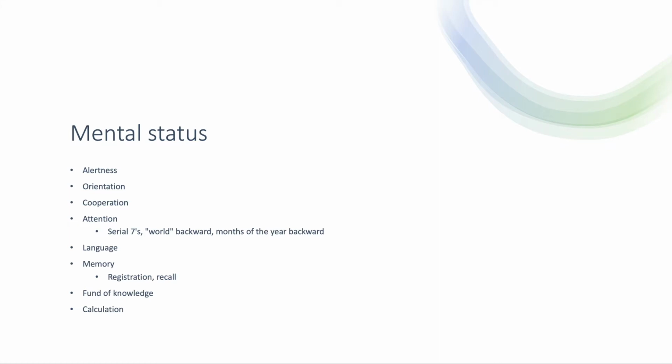The next thing we like to test is attention. The way we do this is serial sevens, or spelling the word world backwards, or doing things like months of the year backwards. Now, some patients with more profound encephalopathies won't be able to do this, so other ways you can test it are simpler, such as counting from 20 to 1. If they make any mistakes, this is often a deficit in attention, and frequently we see this in patients with delirium.